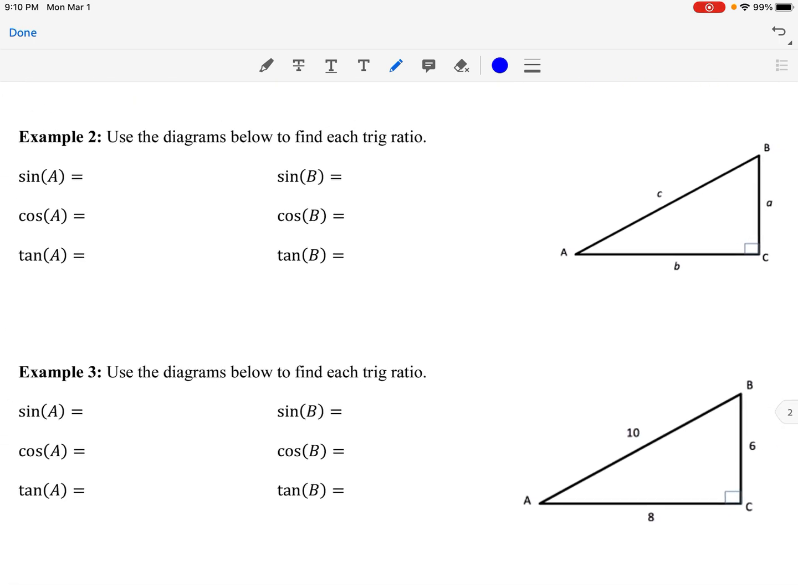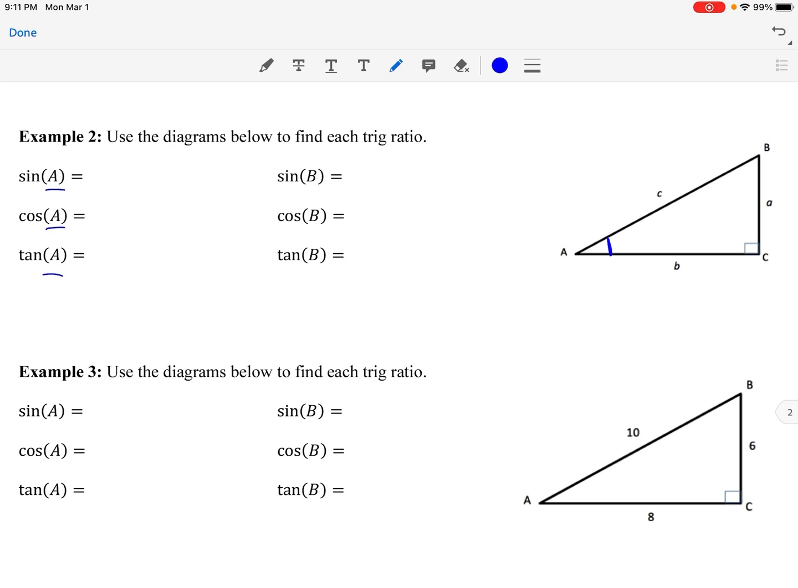In example 2, we're going to be doing the same thing. However, they're going to change. This is all about angle A, and then this over here is all going to be about angle B. So we're going to change our focus angle. So let's start with angle A. And we don't have any numbers this time. We just have letters. So sine of angle A.